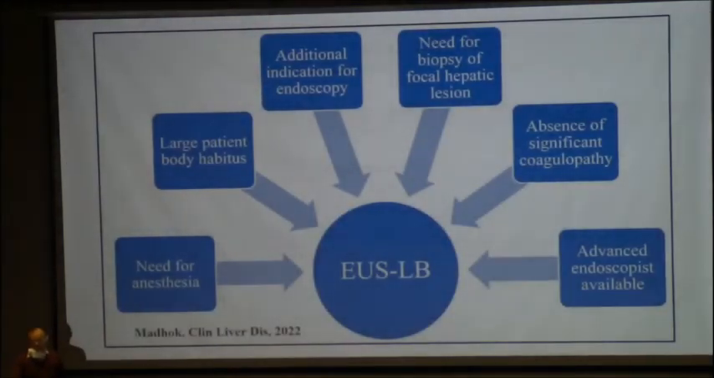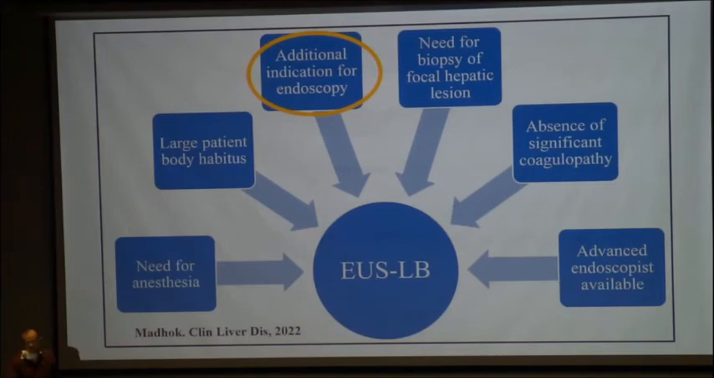So US guided liver biopsy is ideally suitable for patients who are having an additional indication for liver biopsy or endoscopy, for example, for varices screening or for evaluation of abdominal pain which the patient is having concomitantly, or the patient is having large body habitus where percutaneous liver biopsy is found to be difficult. Also, if any concomitant liver lesion is seen, FNA of that lesion can always be done apart from liver biopsy. However, it does require anesthesia, absence of significant coagulopathy, and advanced endoscopy should be available.